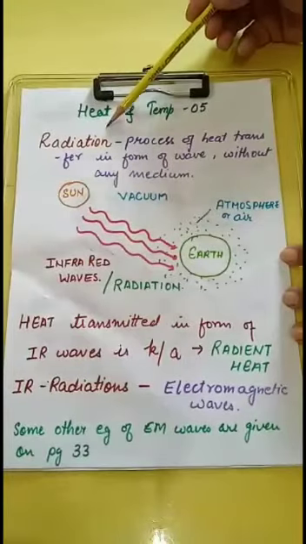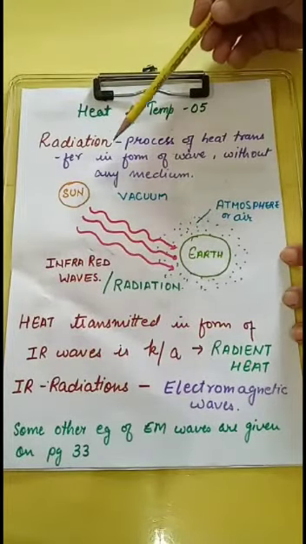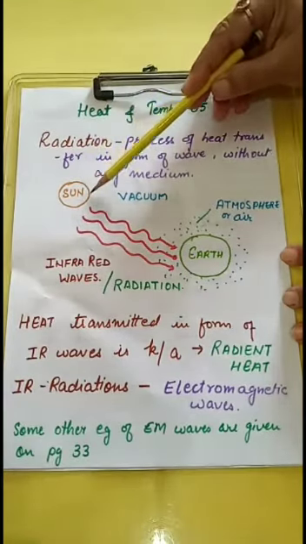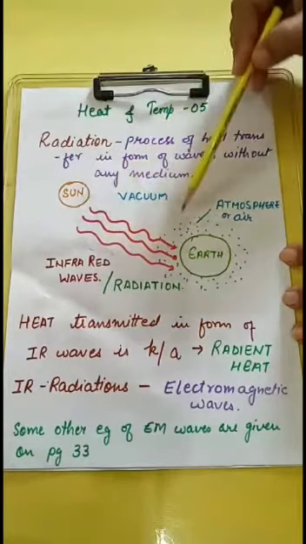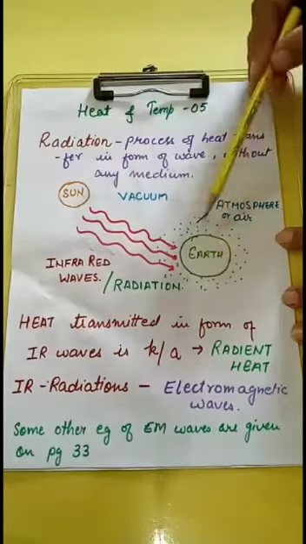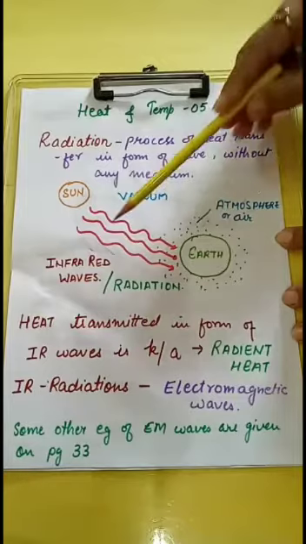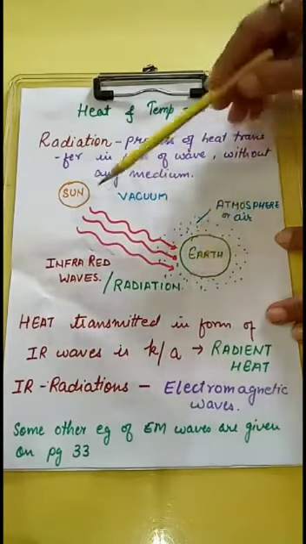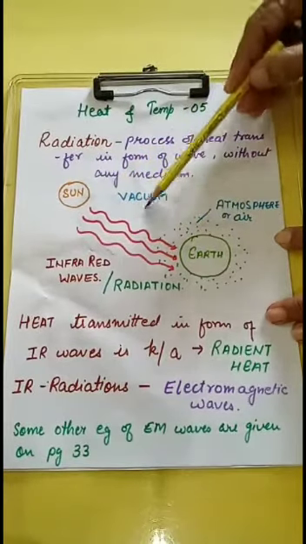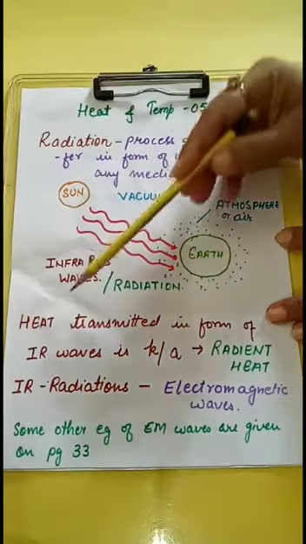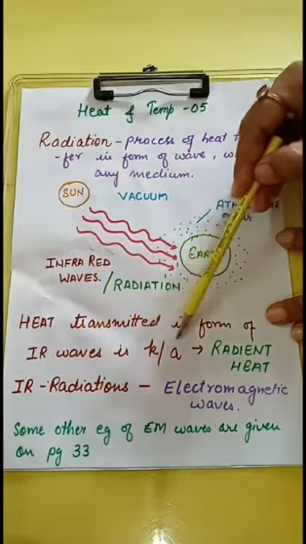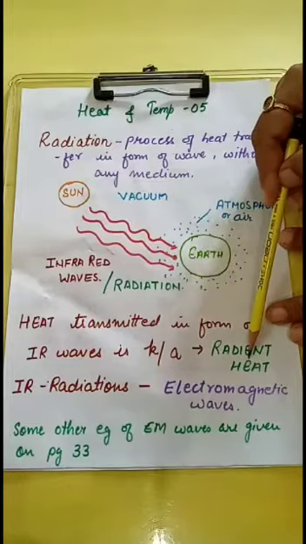Now what is radiation? It is the process of heat transfer in the form of wave without any medium. Now you know the sun is very far away from earth. The outer space is vacuum and air around earth forms the atmosphere. Now infrared waves or radiations, these are electromagnetic rays. They can travel through vacuum as well as air. Heat transmitted in the form of infrared wave is also known as radiant heat energy.